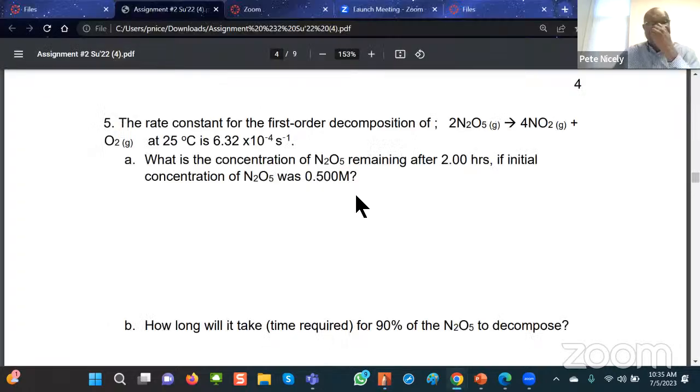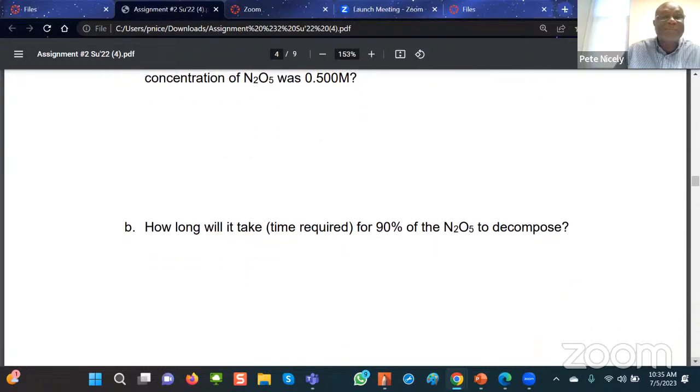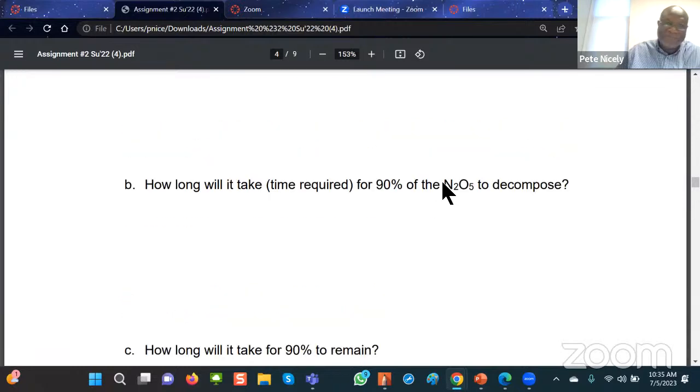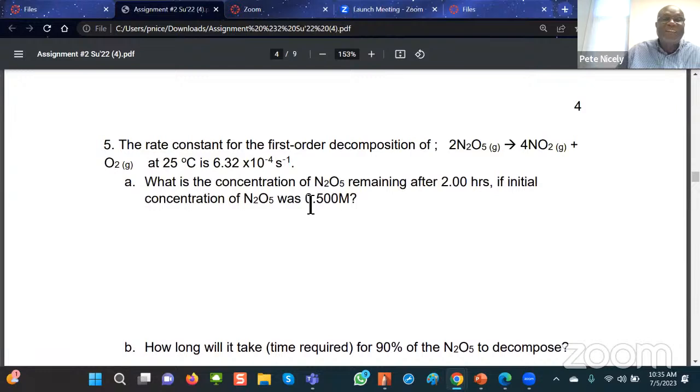All right, so that was the A part. So the B part, let me scroll down here, is asking how long will it take, the time required, for 90% of the N2O5 to decompose. So the rate constant is still going to be the same from earlier. The initial concentration is going to be the same, but as you're going to see, that's not really important, but you can still use that value.